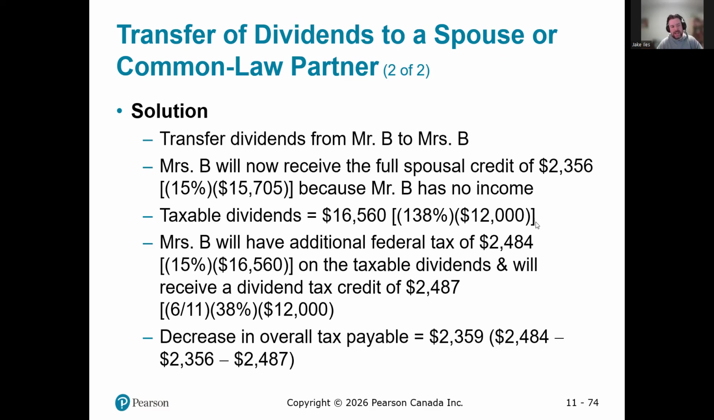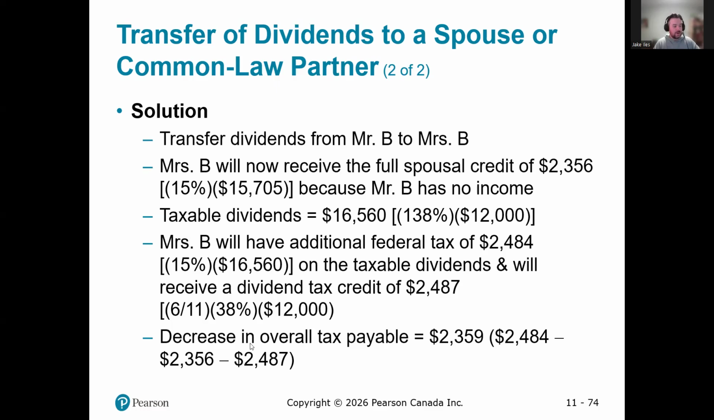So these amounts net to each other, and you'll notice that the federal tax is slightly above our tax credit from the spousal amount. So we're paying more tax. If the net effect is more tax, why would we do this? We would do this because we'll also receive that additional dividend tax credit of 2,487. So even though the additional taxes are not quite being covered by the spousal credit, we have additional tax credits that are driving that payable down even farther.